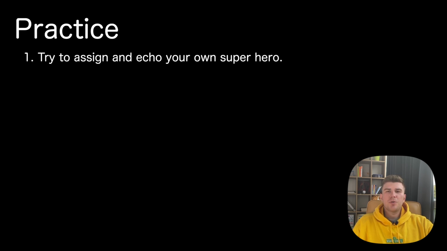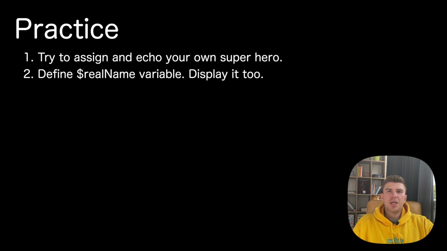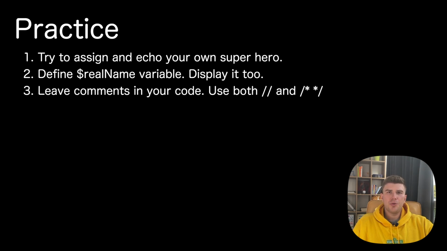To help you understand variables, here are a few things you can play with. Create your own variable to store your favorite superhero's name. Then use the echo command to display it in the browser. Next, create another variable to store your superhero's real name in it, like Peter Parker for Spider-Man. Again, use echo to display this name in the browser. Add comments to your code to explain what you are doing. You can add information like the name of the actor who played your superhero in the movie, the actor's current age. Try using two types of comments in your code.